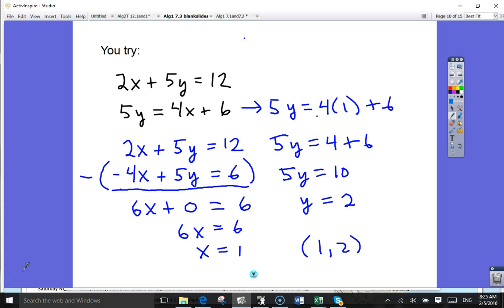So first, you had to move the 4x to this side, so it's negative 4x. Did you have negative 4x plus 5y is 6? So we all start at that point. Because these are the same, we subtract. So 2x minus negative 4x is positive 6x. Minus a negative, Hayden, you should get a graphing calculator.